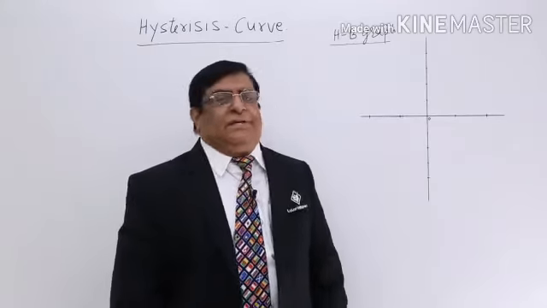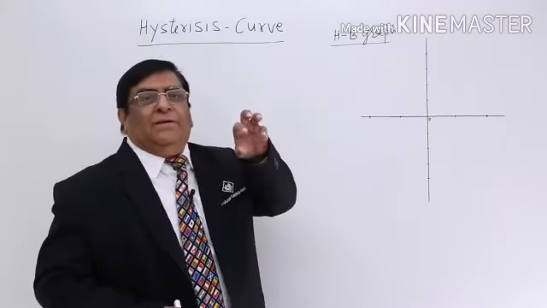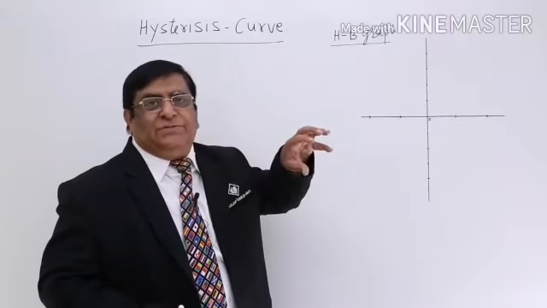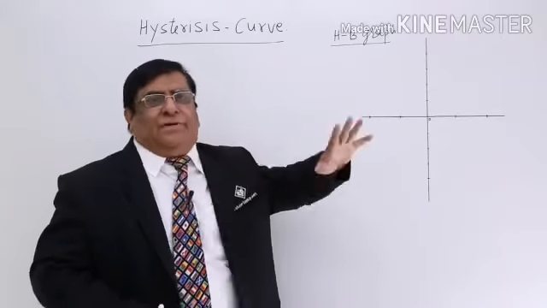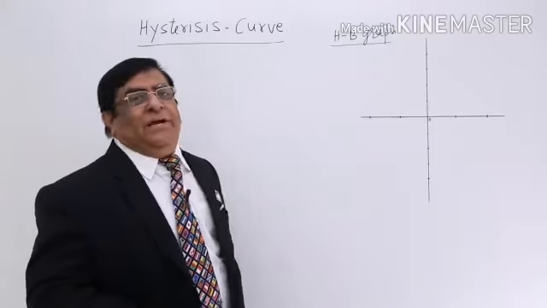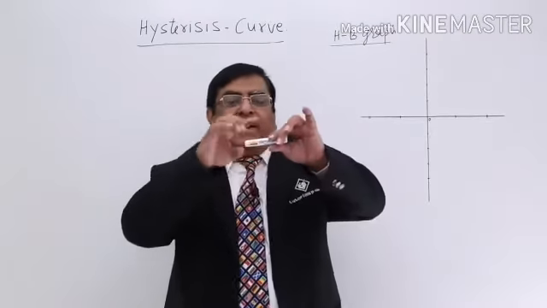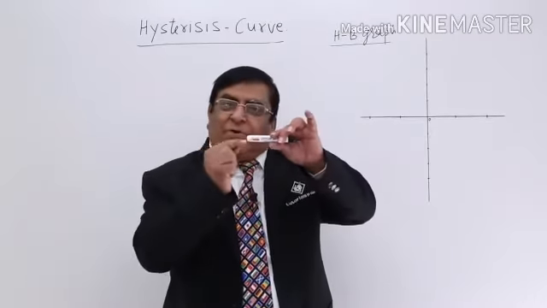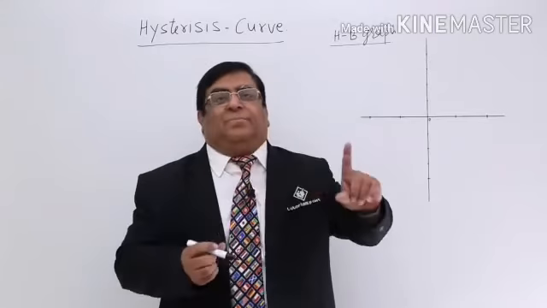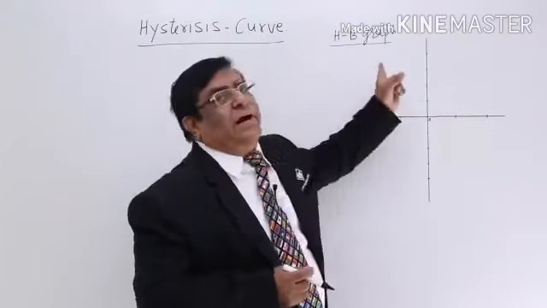Today we will do the hysteresis curve. There is a process where we apply a magnetizing force with the help of current. The magnetizing field we apply is H, and the magnetic field developed inside the ferromagnetic material is B. This we have done in the previous lecture. We are making a graph now.